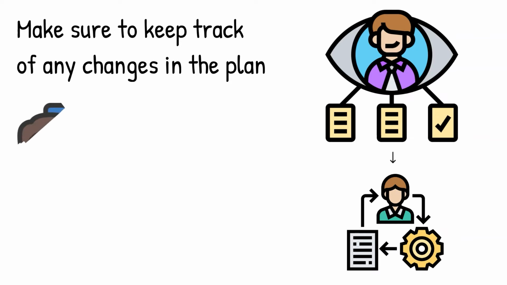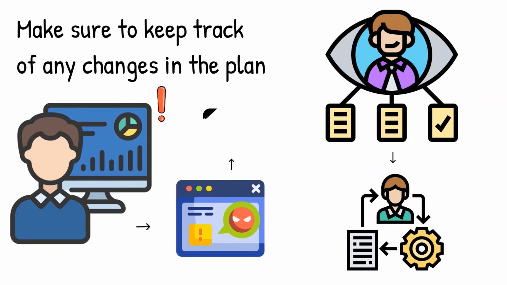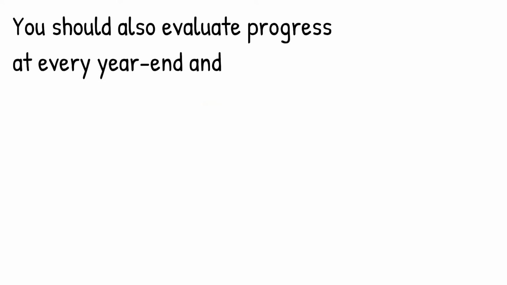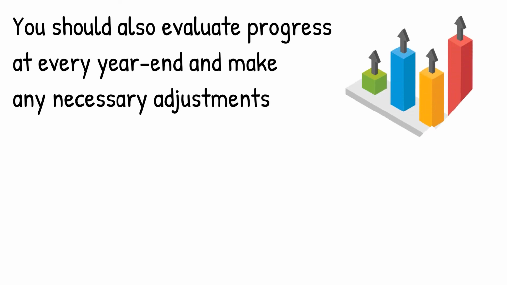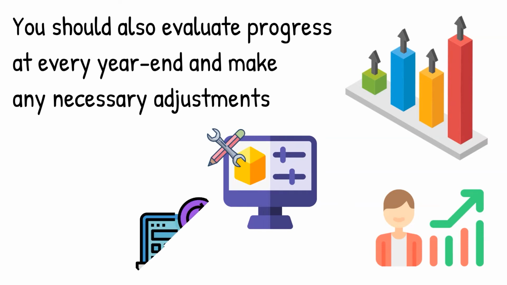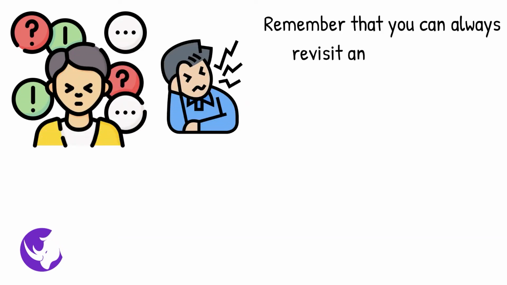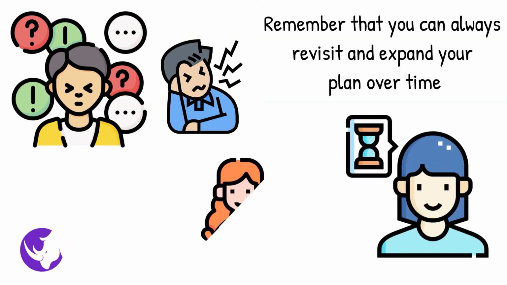For example, if you have hired a security expert to help set up a firewall and find that spam has become a more urgent priority, you may need to adjust your plan either to focus on spam or to incorporate spam blocking within the firewall. You should also evaluate progress at every year end and make any necessary adjustments. In most cases, a multi-year cybersecurity plan will need some updates to accommodate for changing priorities and business capability. While the process to develop a cybersecurity plan may seem daunting at first, remember that you can always revisit and expand your plan over time.